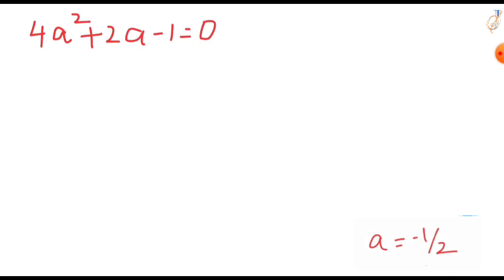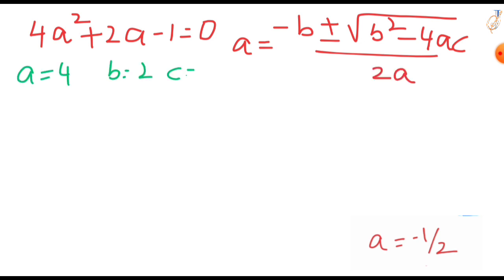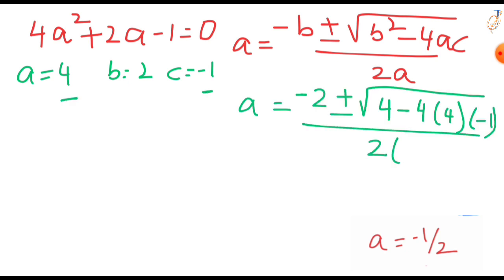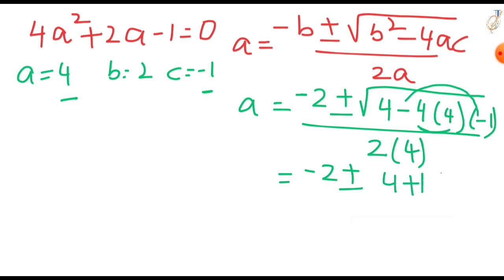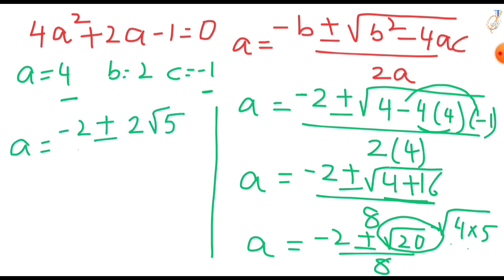What is the formula to find the roots? Minus b plus or minus square root of b square minus 4ac, all over 2a. Here the a value is 4, the b value is 2, and the c value is minus 1. Substituting in this formula, that is equal to minus 2 plus or minus, with minus times minus being plus, 4 times 4 is 16, so 4 plus 16, over 8. So a equals minus 2 plus or minus square root of 20 over 8. This 20 you can write as square root of 4 times 5. If you pull square root of 4 outside, you get 2 root 5. So a equals minus 2 plus or minus 2 root 5 over 8.